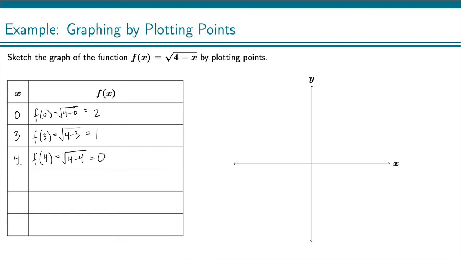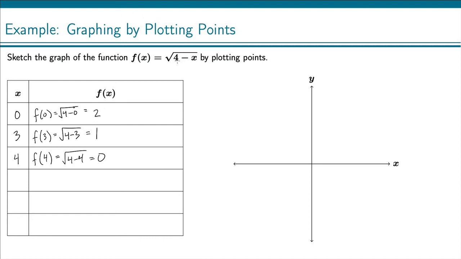Now notice, if I go bigger than 4, I'm going to have a negative under the square root, and that's not allowed. So I can't go any further, so we can actually go in the opposite direction now. We can go into some negative numbers. And just thinking it through, if I plug in, say, a negative 1 here, I'd have the square root of 5. I don't want that.